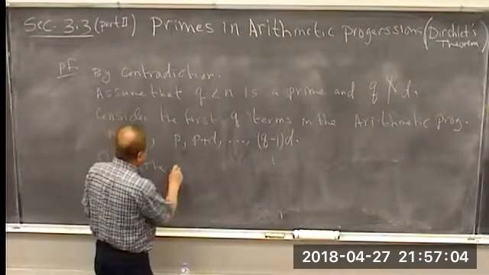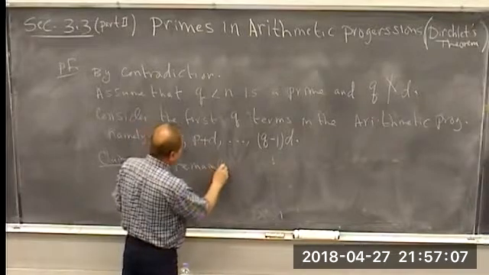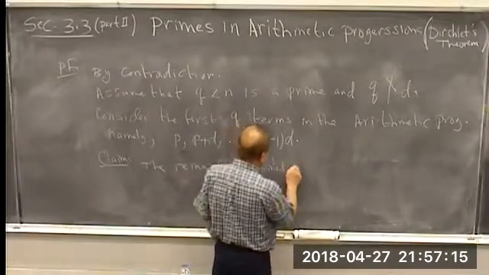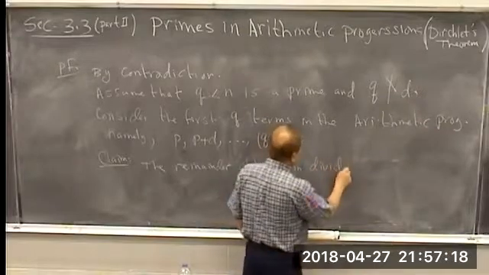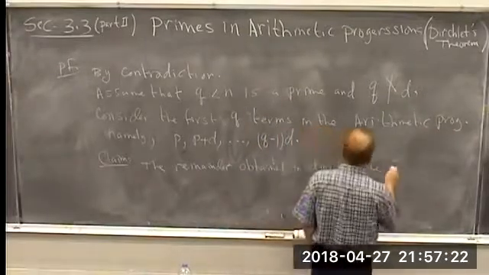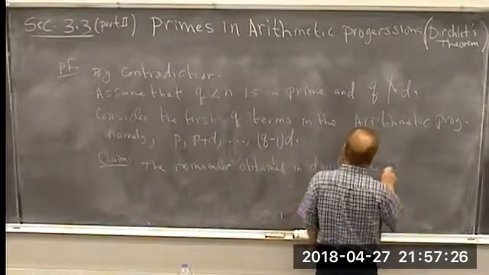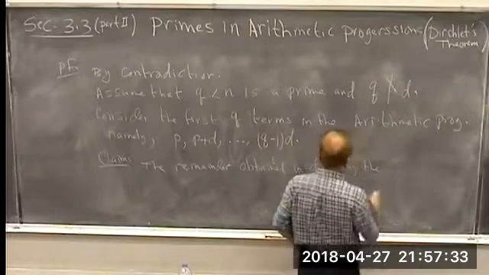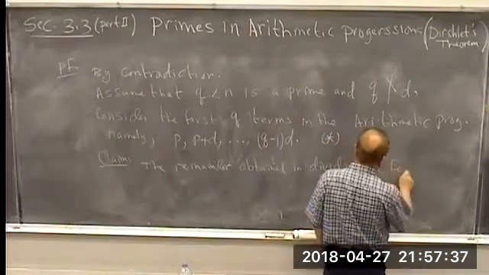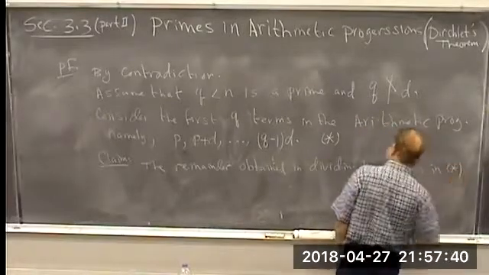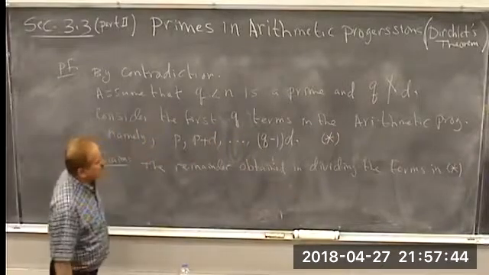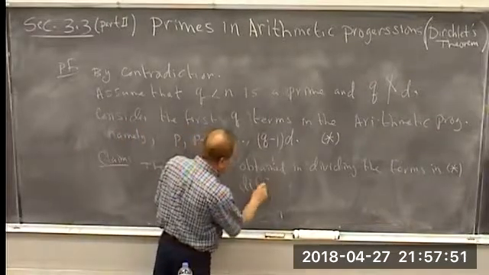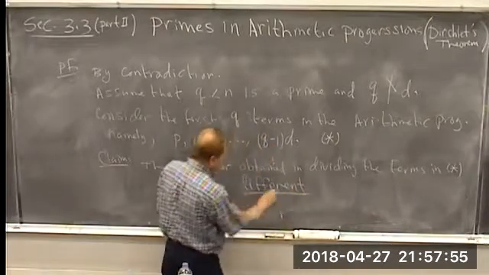The remainders obtained in dividing the first Q terms, let me put this as a star in here, okay? Dividing the terms in star. So the remainders obtained in dividing the terms in star by Q are different. We cannot get the same remainder. So they're going to be all different.